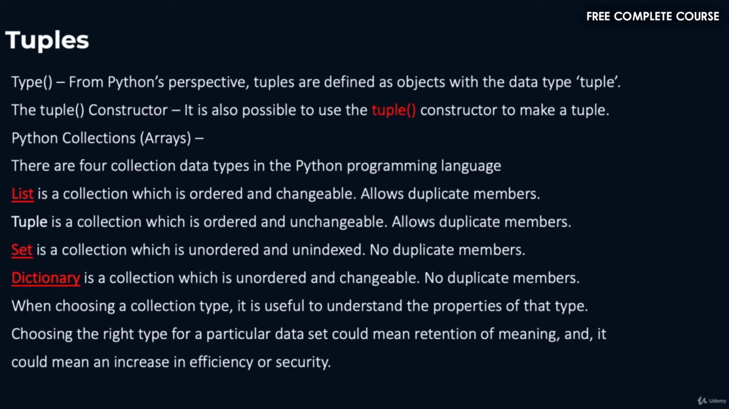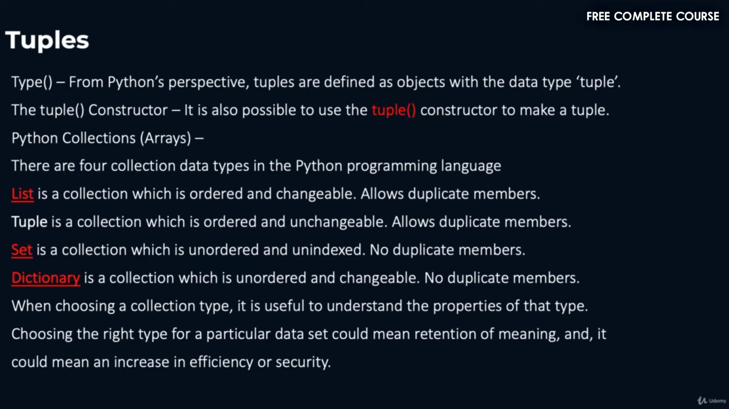Python collections, or arrays. There are 4 collection data types in the Python programming language. List is a collection which is ordered and changeable, allows duplicate members. Tuple is a collection which is ordered and unchangeable and allows duplicate members. Set is a collection which is unordered and unindexed, no duplicate members. And dictionary is a collection which is unordered and changeable with no duplicate members.